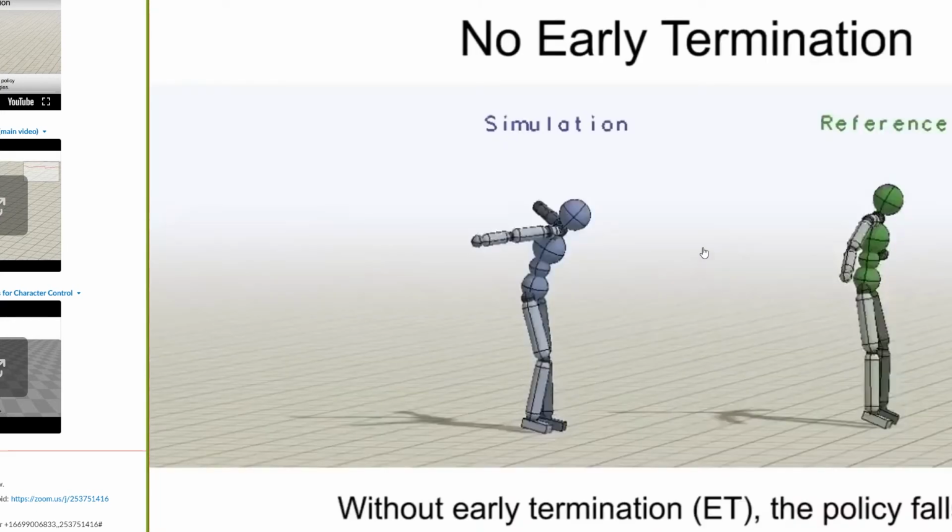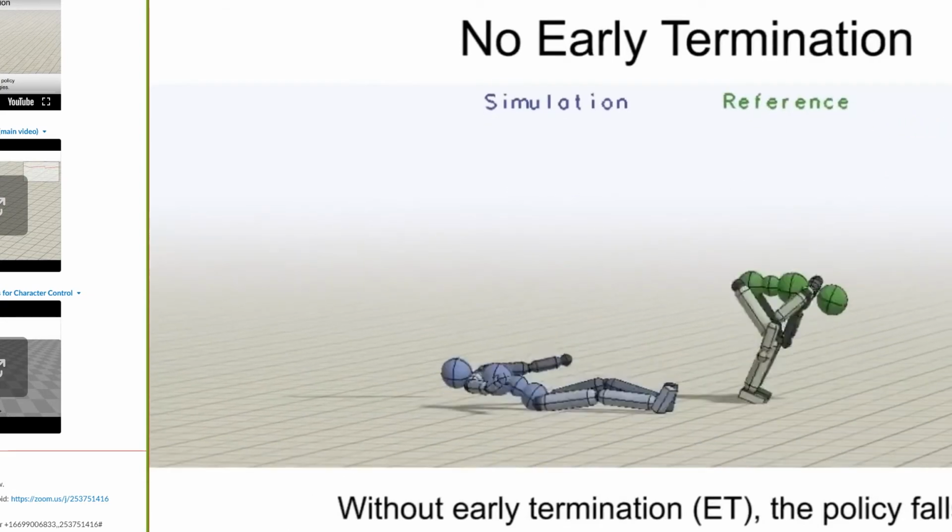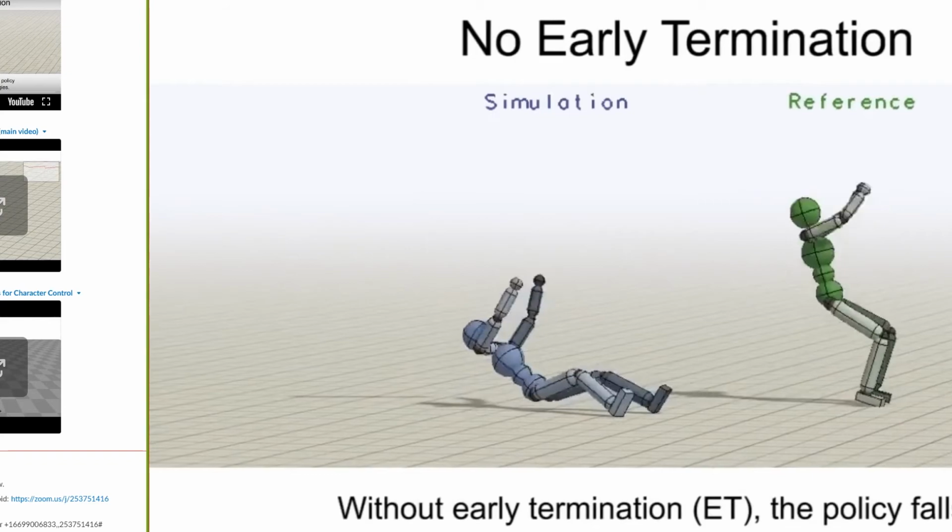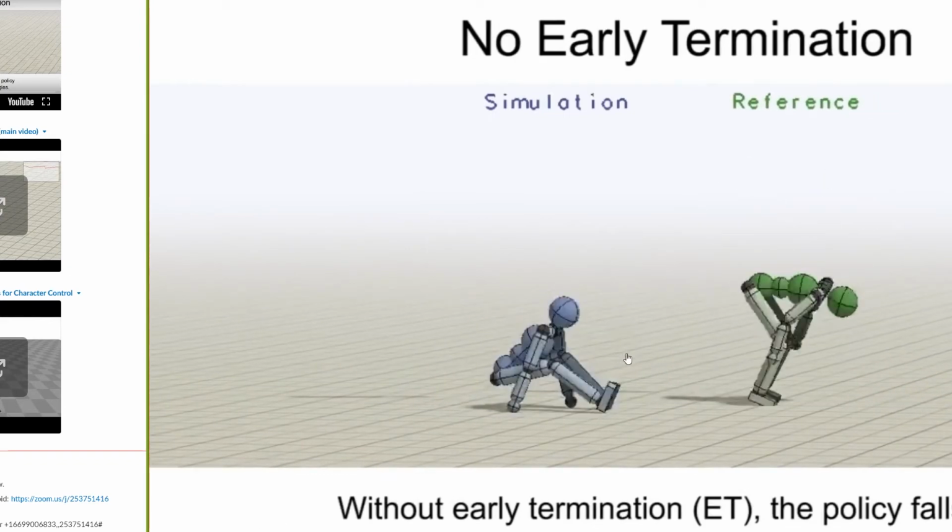So that's one key finding: if you're training an agent to mimic a complex behavior, the best way of doing it is to randomly start the episode at different points along the successful trajectory. The second innovation is what's called early termination. What's happened here is the character has fallen on the ground already.